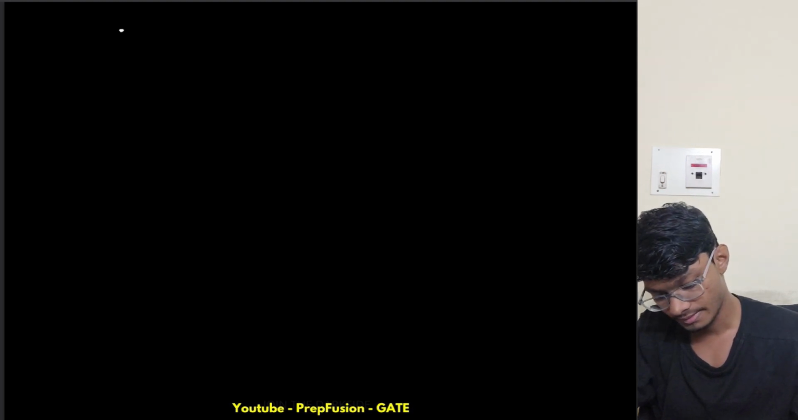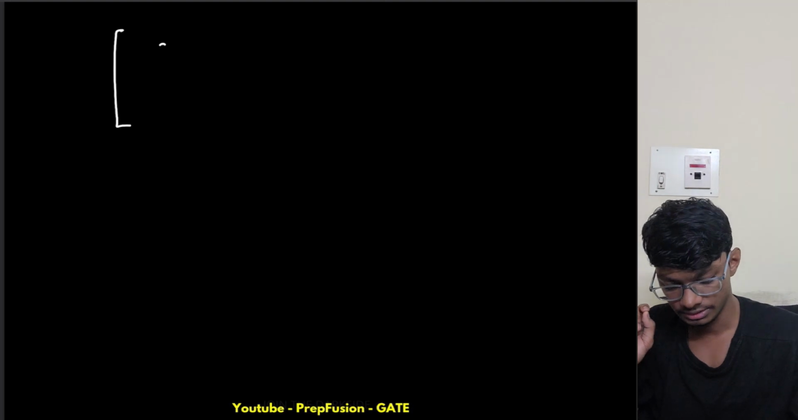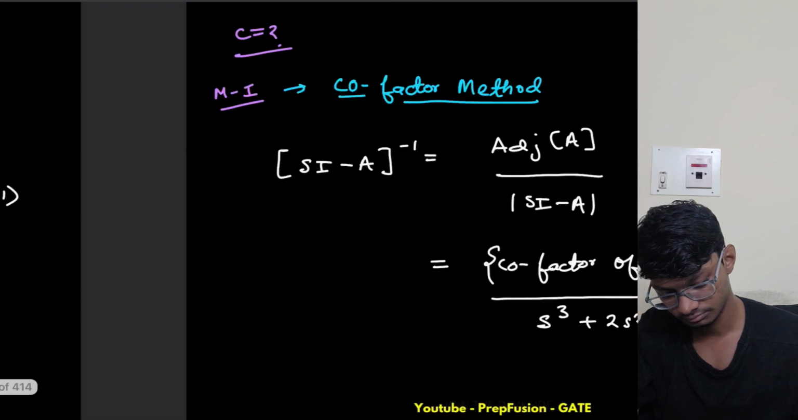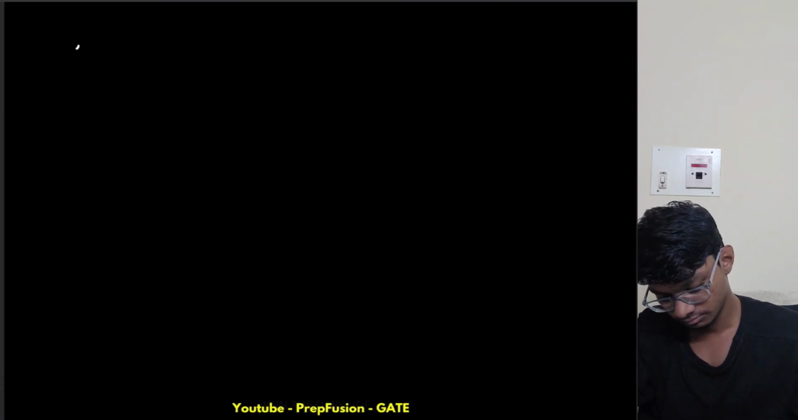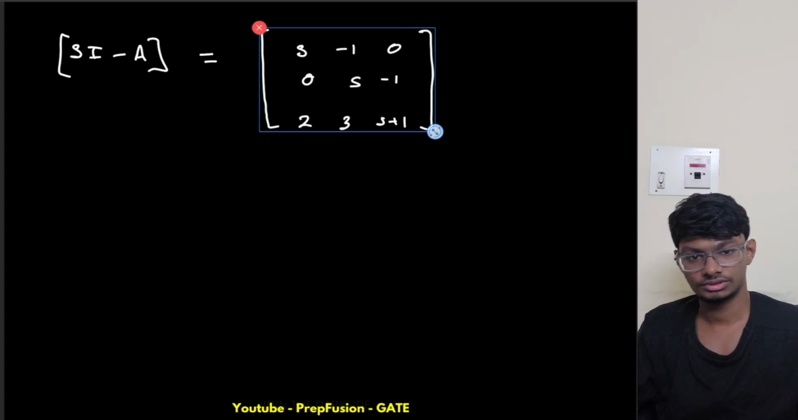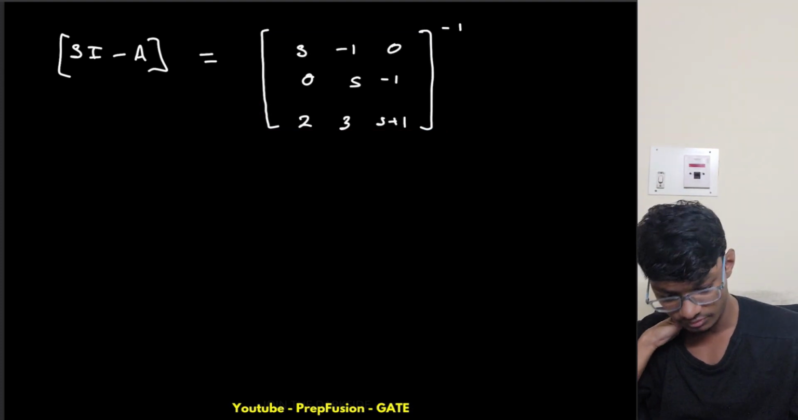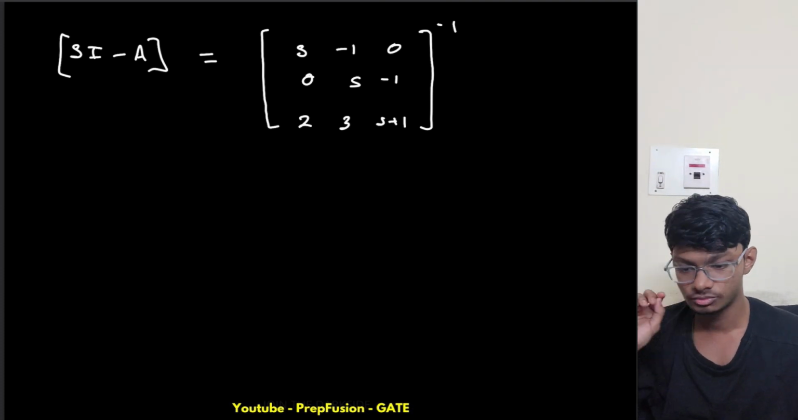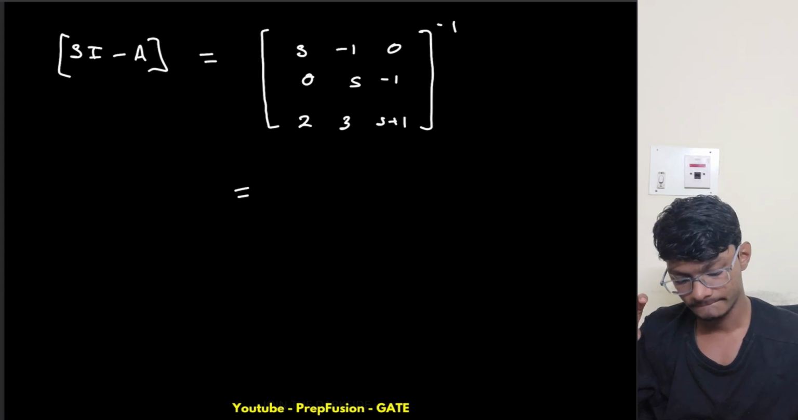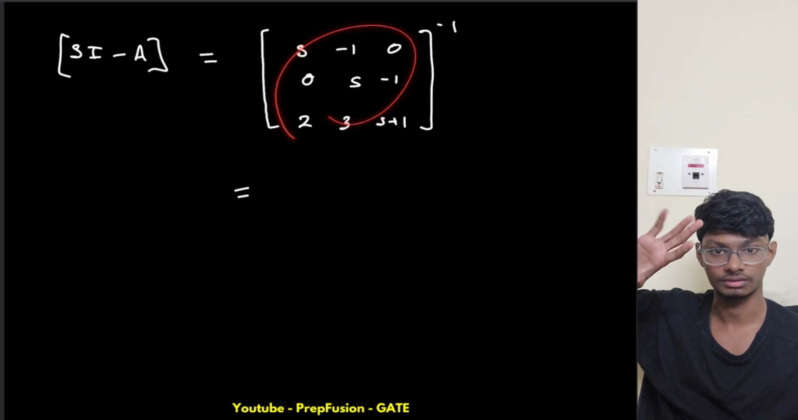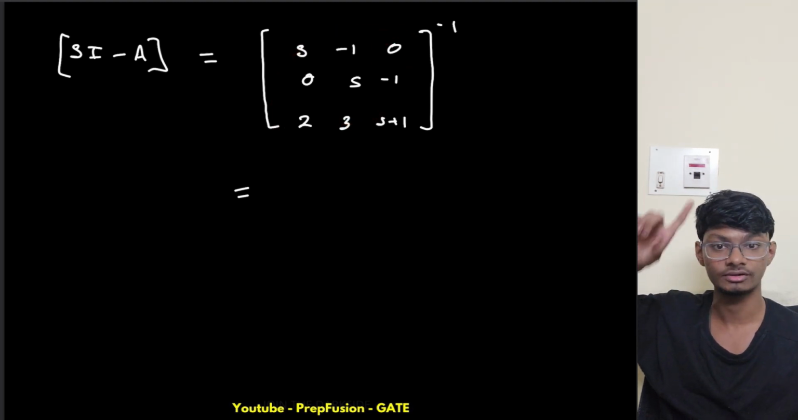So let me first write sI minus A. So what was my sI minus A? Let me copy this. So this is my sI minus A, right? And we have to take the inverse also. Now, if I find the cofactor, I have to find the C element of the inverse one, not the C element of this one.